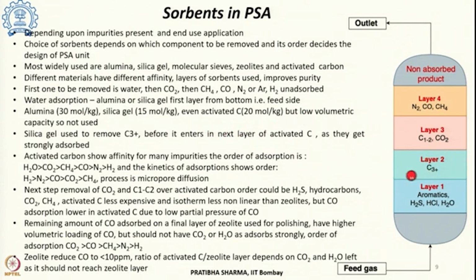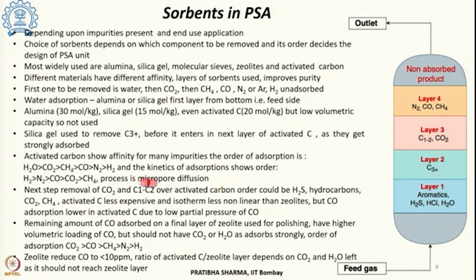Now, once the water content is removed, the next layer could be towards removal of higher hydrocarbons. So, C3 or C3 plus hydrocarbons can be removed in the next layer, and it is very essential to remove C3 plus or higher hydrocarbons in layer 2. The reason being the third layer, which is of activated carbon, gets poisoned or strongly adsorbs this C3 plus, and it becomes very difficult to then desorb from layer 3. So, prior to entering layer 3, all these higher hydrocarbons need to be removed in layer 2, which is using silica gel.